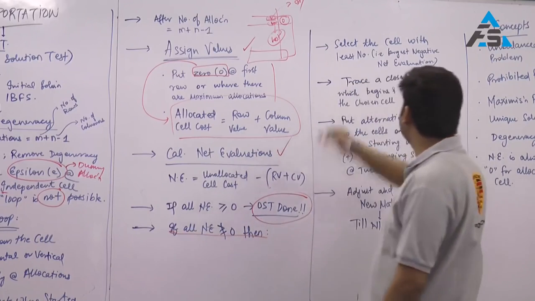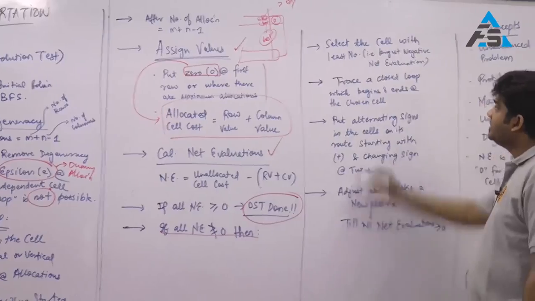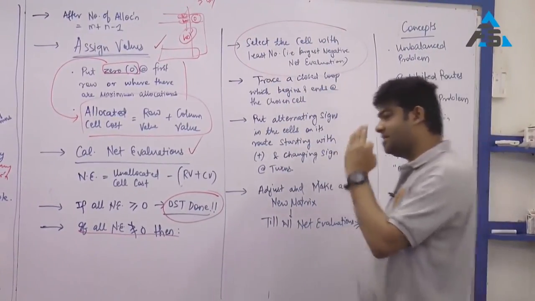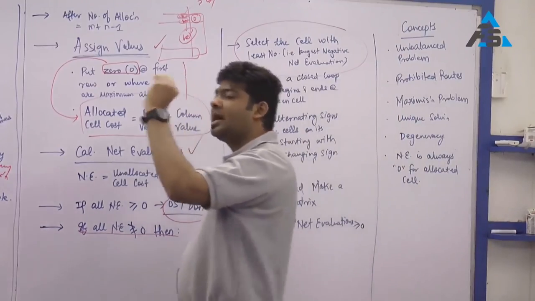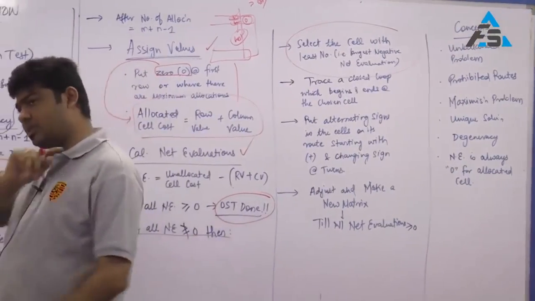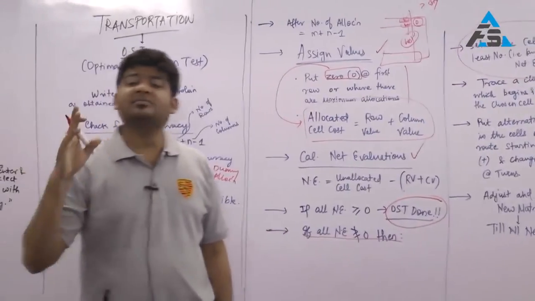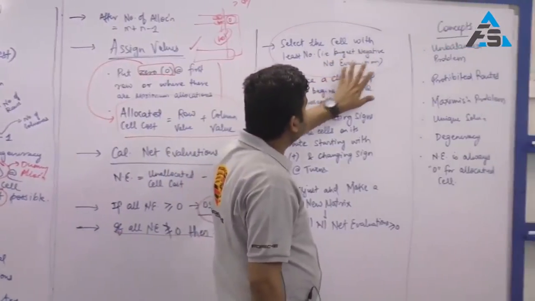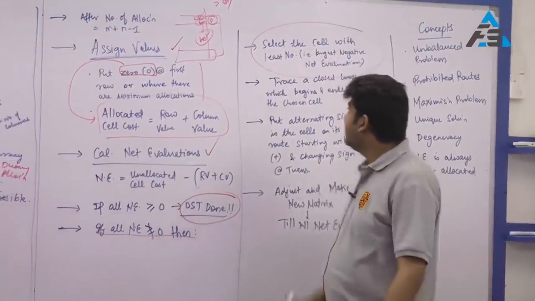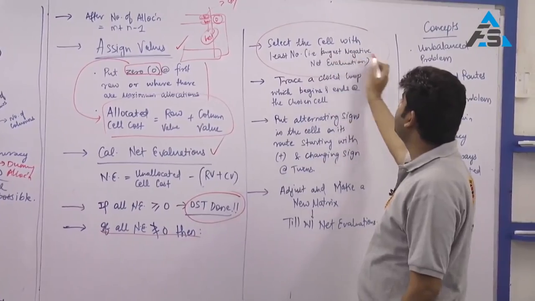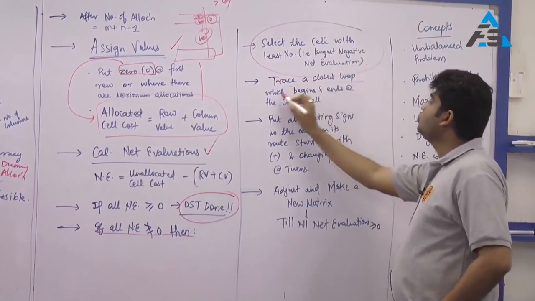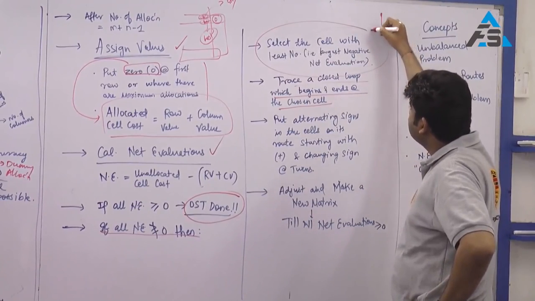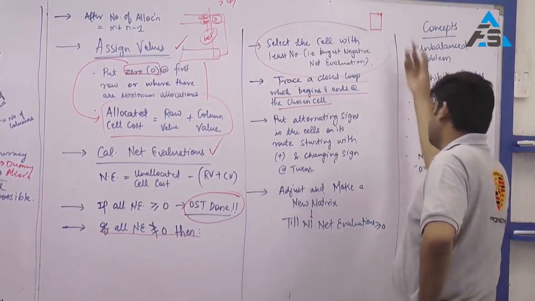If not, then how do we move ahead? Then in that case, select the cell with the least number, that is the largest negative net evaluation. So if there is a minus 2 and minus 5 in net evaluation, then based on the number line, minus 5 is the least number, or to put it simply, the largest negative net evaluation. So select the cell with the least number, that is the largest negative net evaluation. Trace a closed loop which begins and ends at the chosen cell. Suppose this is the cell that I am choosing, this is how my loop will look, just for an example.